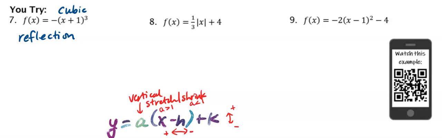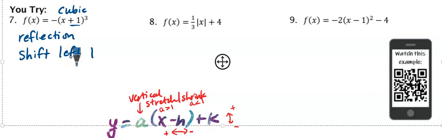And then the only other thing is this plus 1. Since the plus 1 is in the parentheses, that means that it's going to be the opposite sign of what we think. And it's also going to be horizontal, so left or right. So since it looks like it should be plus 1 to the right, it's actually going to be 1 to the left. So I'm going to say shift left 1. And that's it. Those are the only two transformations that are going on in problem 7.